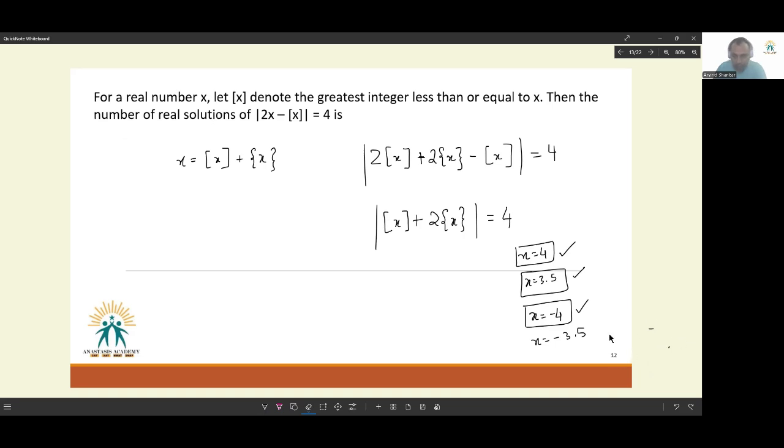But then what do we have to plug in? Not minus 3.5, plug in minus 4.5. Then the integer part is going to be minus 5 and the decimal part is going to be 0.5, which gives us minus 5 plus 1, mod is equal to 4 indeed. So this also works. So how many real solutions are available for x? There are 4 real solutions possible. The answer to the question is 4.